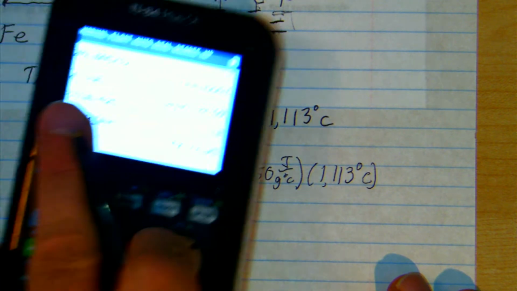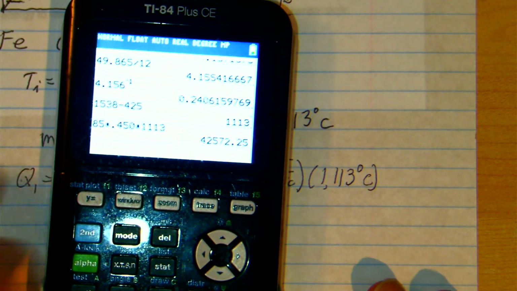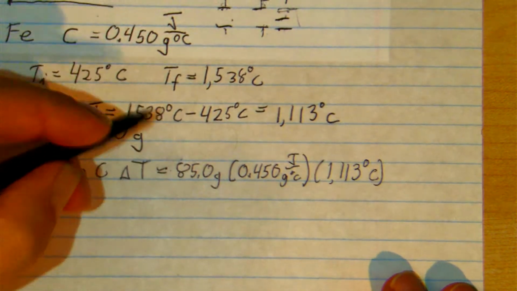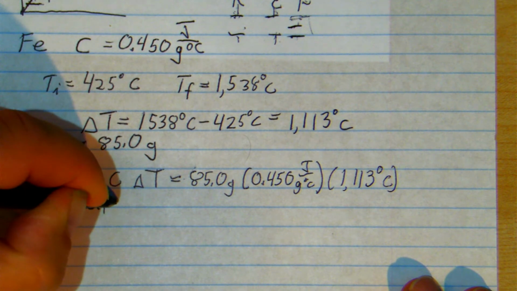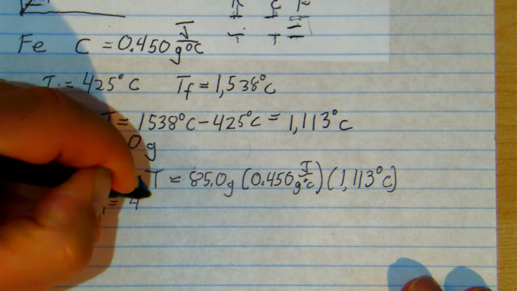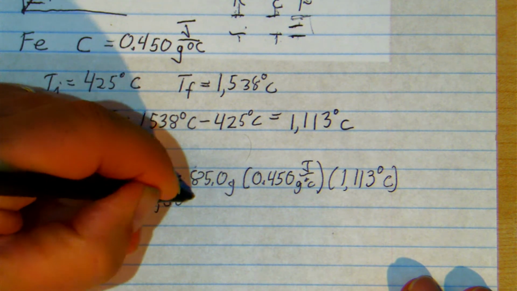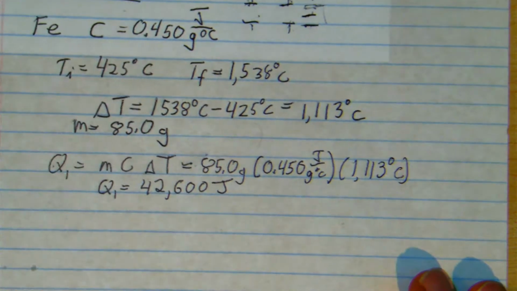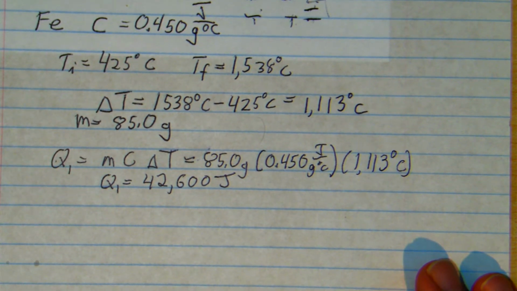My calculator displays a value of 42,572.25. That's a little bit more precise than I am interested in. So I will list this as 42,600 joules to 3 sig figs, good enough for now.